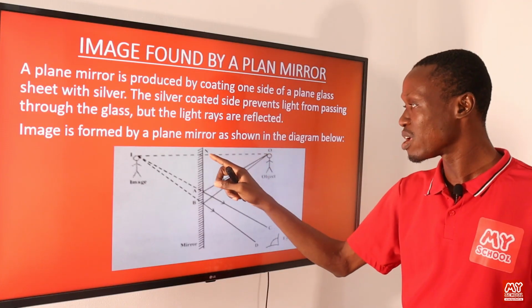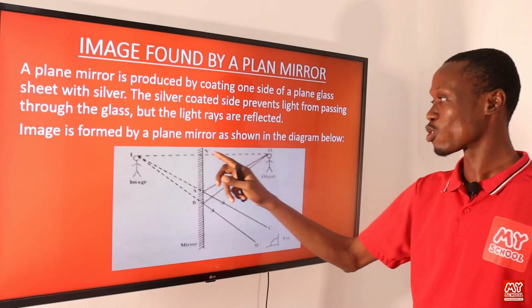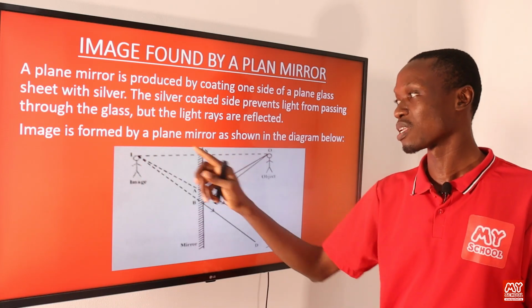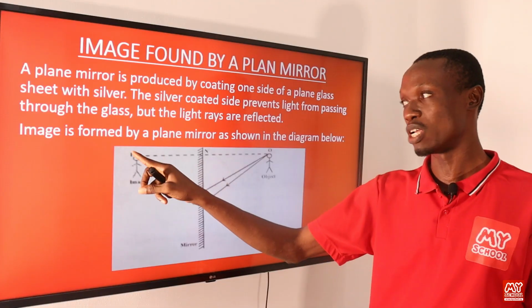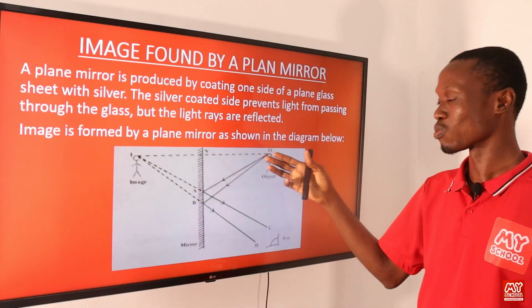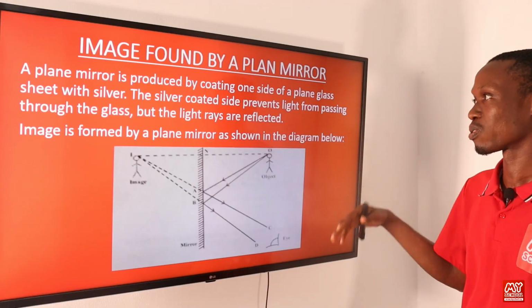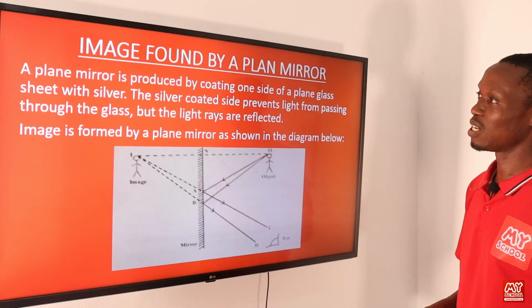Now this ray is not reflected, so we just produce it to meet. After producing it, you discover that it's going to meet the previous 2 rays that we also produced. As we move to the next slide, you will see how this works. So let's move over to the next slide.